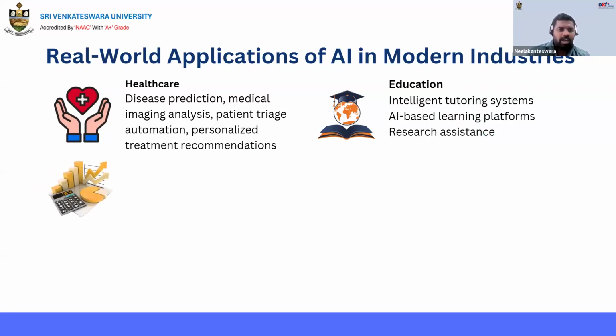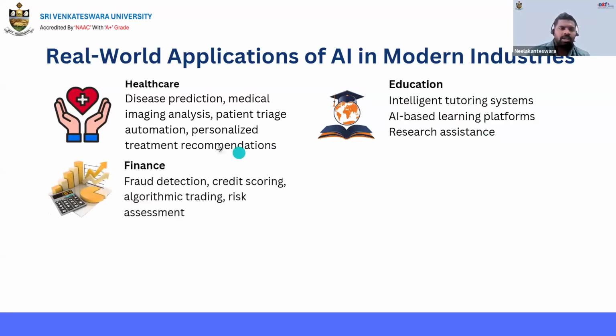AI tools. And when it comes to finance, we can use this for fraud detection, credit scoring, algorithmic trading, and risk assessment. And if you see loan approvals, whether he is eligible for a loan or not, approved or not, in those purposes also we use this AI and machine learning.